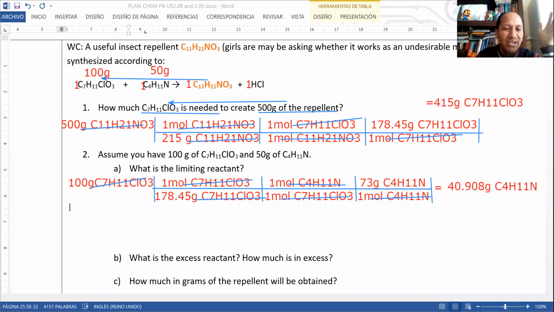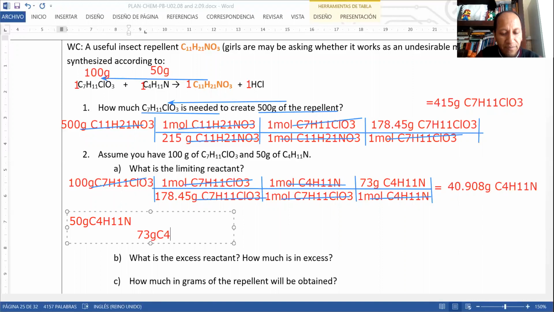Okay? So I want to do an extra calculation just for proving my point. What if I do the other comparison now, from the second to the first one? Because I just did the first to the second. Let's do the second to the first one. The data they gave me is 50 grams of C4H11N, and you pass it to moles. You know that it's 73 grams of C4H11N per 1 mole of C4H11N.